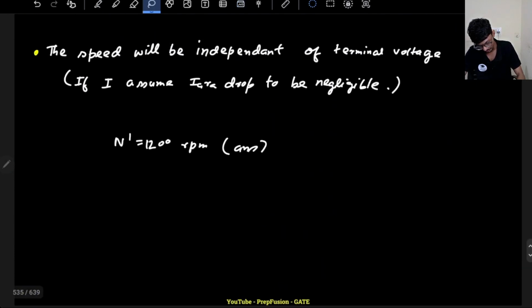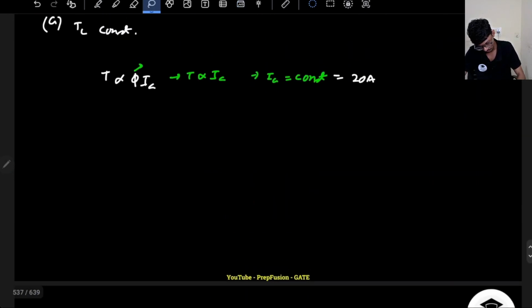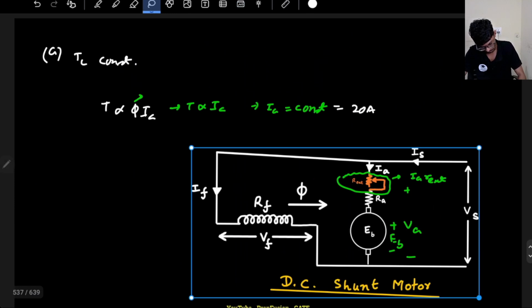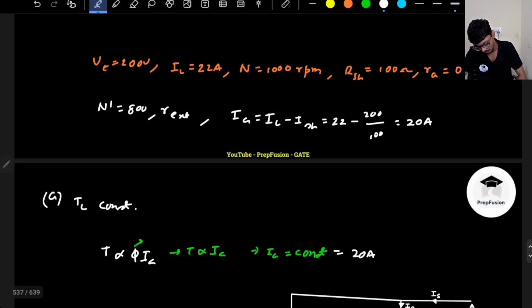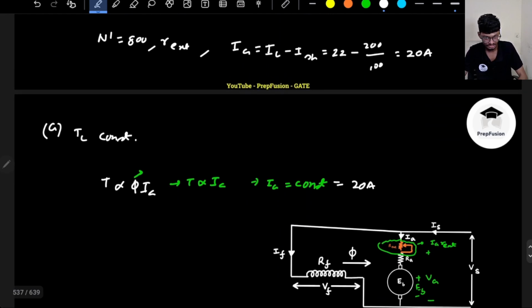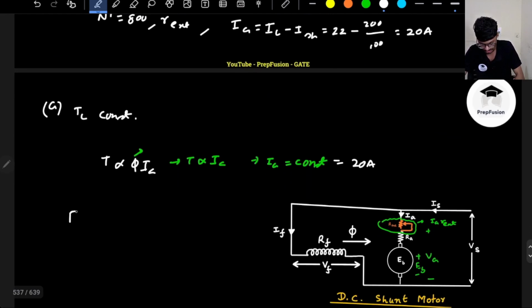So ultimately, what we have to do is we want our speed to be 800 rpm. Flux will not change because the terminal voltage will not change. So basically EB1 divided by EB2 will be N1 divided by N2. N1 is 1000, N2 is 800.